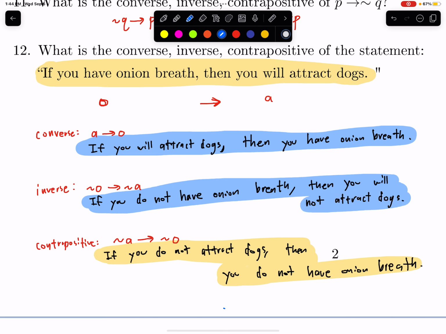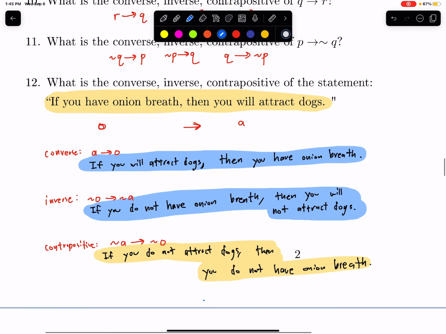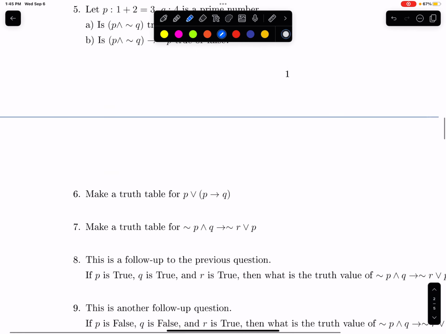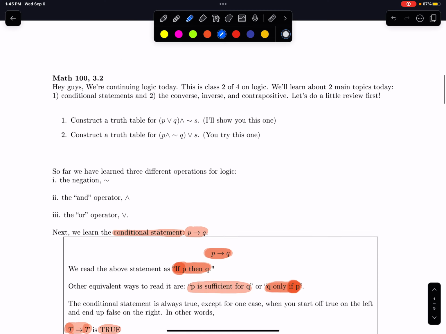So just take some time to think about it, and even come up with your own examples of an if-then statement, and think about the converse, inverse, contrapositive. And again, think about how the original conditional statement is equivalent to the contrapositive. Okay, guys, that's it for today. Let's just do a quick recap of what we did today. What did we learn about today?